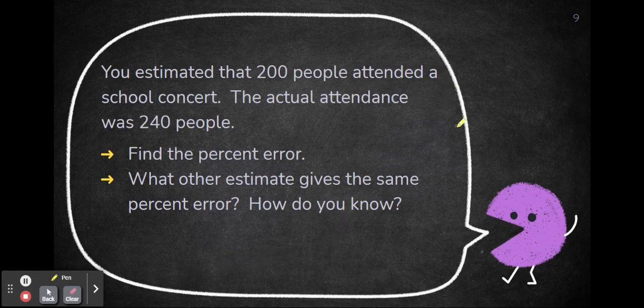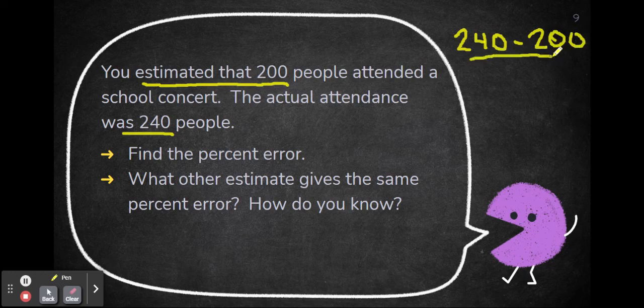First, we'll want to start with the estimated amount and the actual amount. It shows here that the estimated amount was 200 people and the actual attendance was 240 people. We'll always start with the greater number when we plug this into the formula. So you would start with 240 and subtract 200.